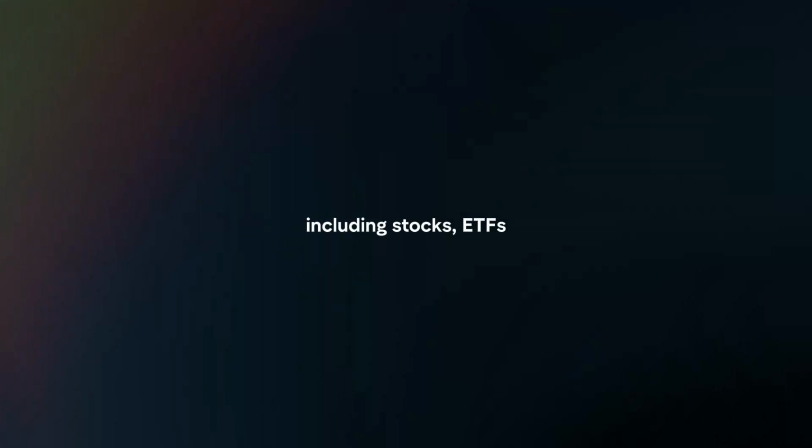Start trading. Once your account is funded, you can start trading a wide range of financial instruments offered by Trading 212, including stocks, ETFs, forex, commodities, and cryptocurrencies.